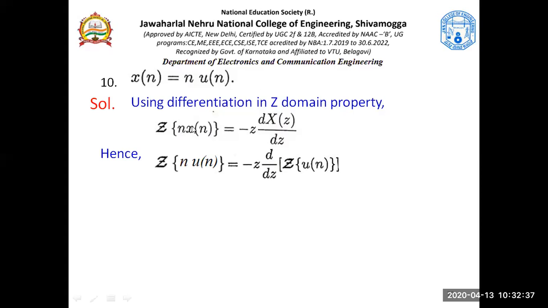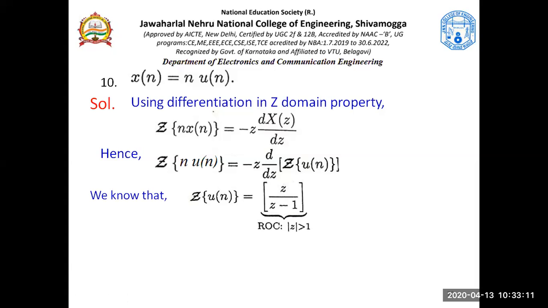Since for nx of n it is this, for nu of n it is minus z d by dz of the z transform of u of n. This is the z transform of x of n, so I'll have the z transform of u of n. Everybody's okay with that? Fine. What is the z transform of u of n? Now it needs to be understood. The z transform of u of n is z by z minus 1 with ROC z greater than 1.